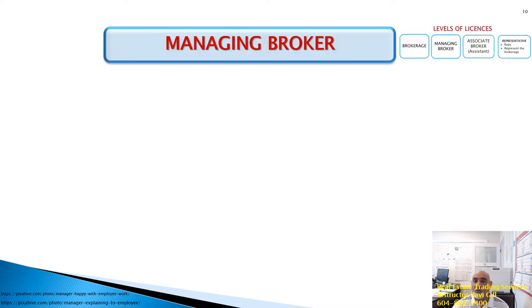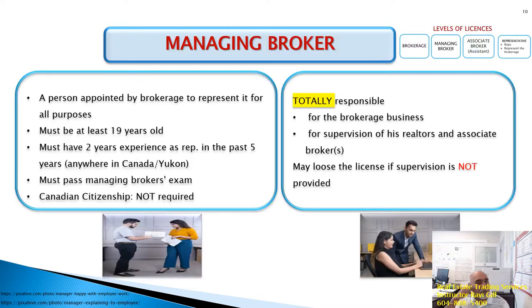Okay, managing broker. Managing broker is a person appointed by the brokerage, hired by the brokerage to represent the brokerage for all the brokerage purposes. He must be 19 years old. He must have 2 years of experience as a rep in the past 5 years. So memorize these 2 numbers. 2 years of experience in the past 5 years.